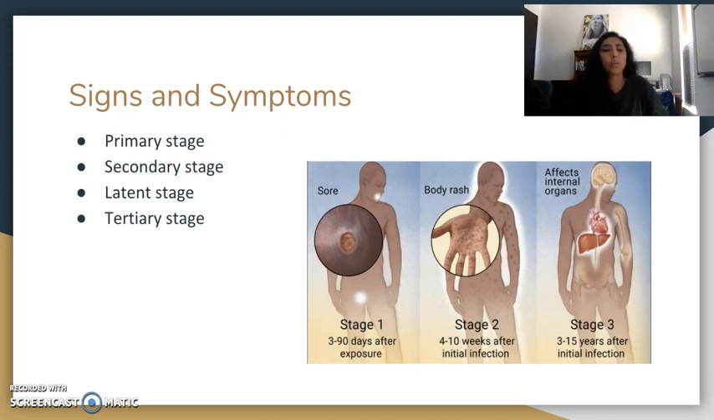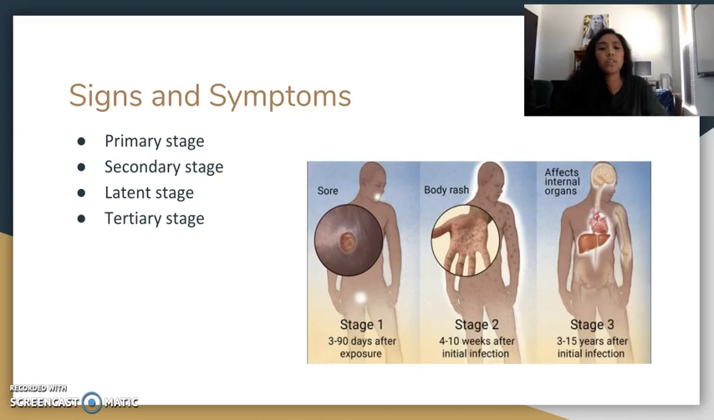And like the primary stage, all the symptoms will also recede with or without treatment. Without treatment, it will move on to a latent stage, and this latent stage doesn't really show any signs or symptoms, but it can last for years. That's what separates syphilis from other similar diseases, like gonorrhea: the latent stage can last for a very long time.